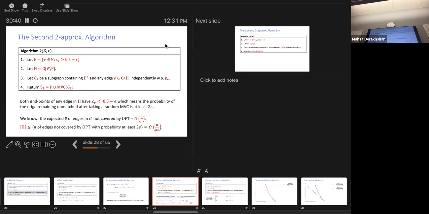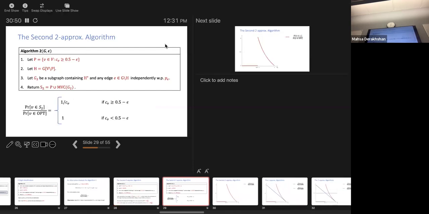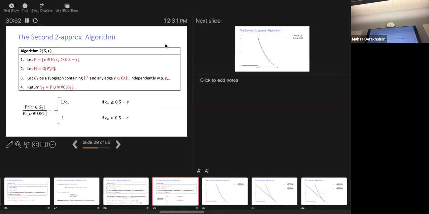Good. Okay, that's good. So now we are interested in analyzing this algorithm, its approximation, and also seeing when in these scenarios it will do better. Again, our per-vertex approximation ratio. We know that we are taking any vertex with CV larger than half minus epsilon. So the per-vertex approximation here is 1, because you are always taking it. And this is CV. Right?